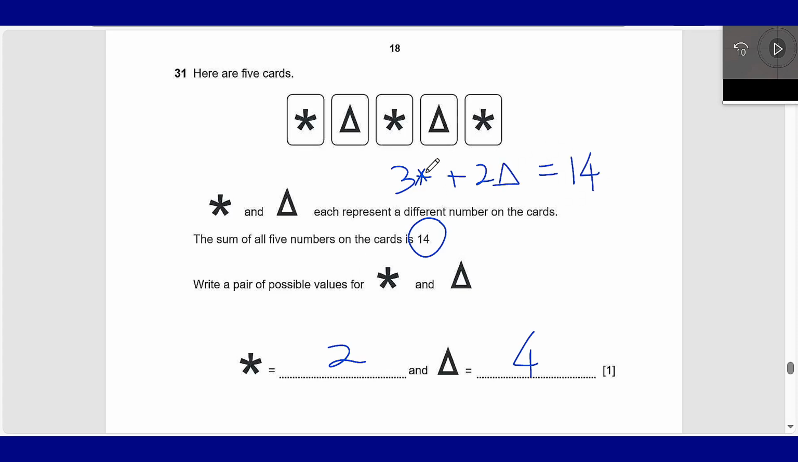We just try, because 3, we just take a 2. 3 times 2 is 6, and then plus 2 triangles equals to 14. So these 2 triangles will be worth 14 minus 6, that is 8. So 8 divided by 2 will get 4. So if you have any other possible answer, please write down in the comment section. That will be useful for other viewers.